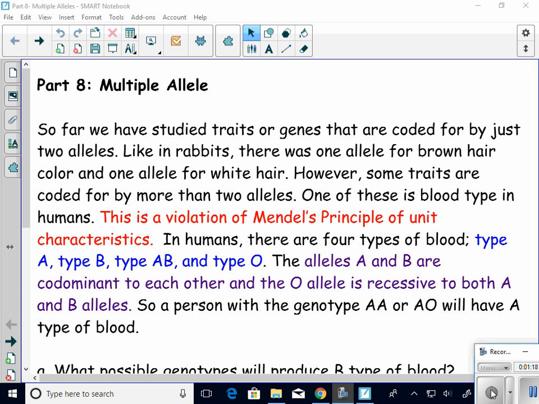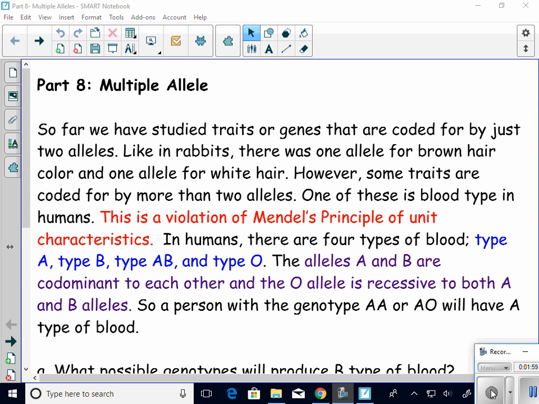For instance, we might have a mouse that either had brown fur or white fur, right? We talked about brown eyes or blue eyes. Now today, we are going to bring into the situation multiple alleles, meaning that there are not just 2. One of the most common that we deal with are blood types.